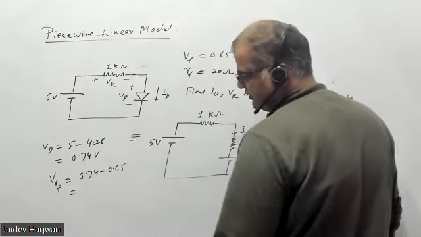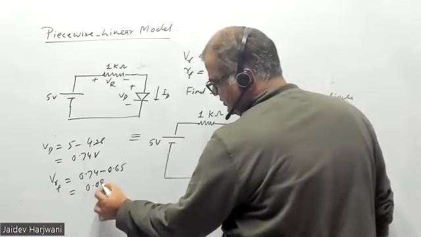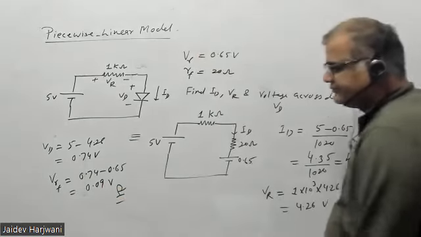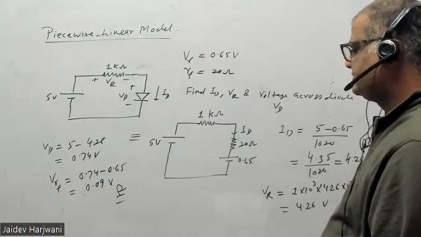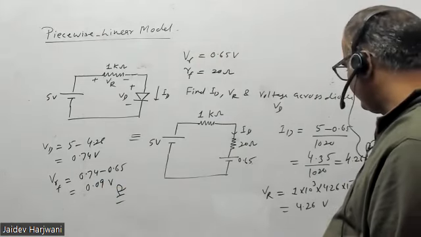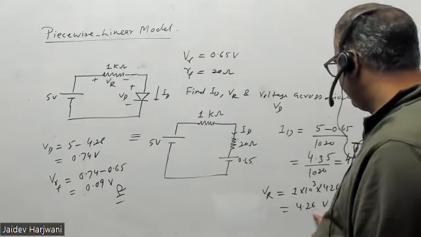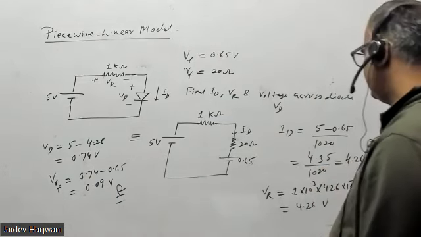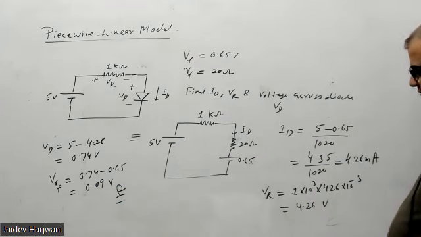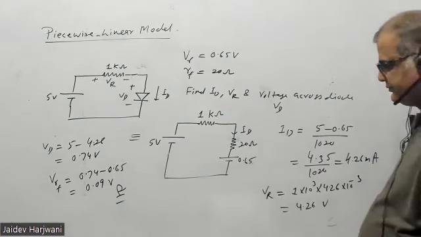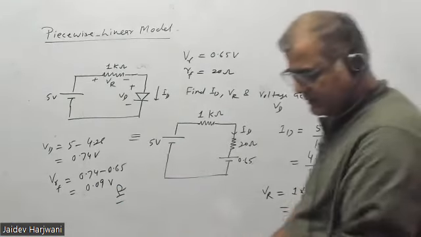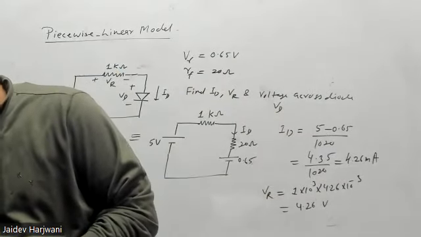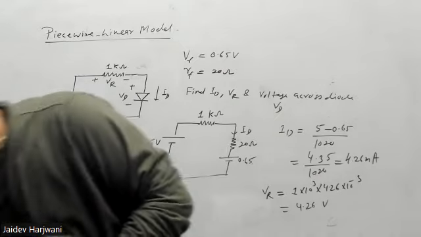How much will it be? 0.09. 0.09 volts. So in this way you can find it, or you can multiply this ID 4.26 with this 20 ohm. That should also give you the same thing. So now you can solve these things.